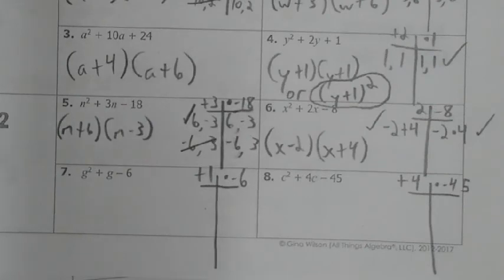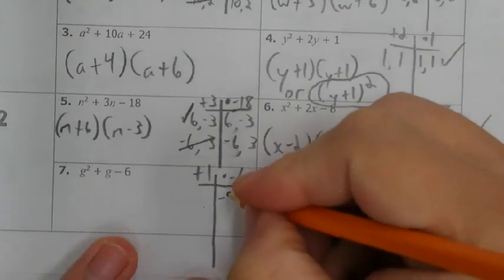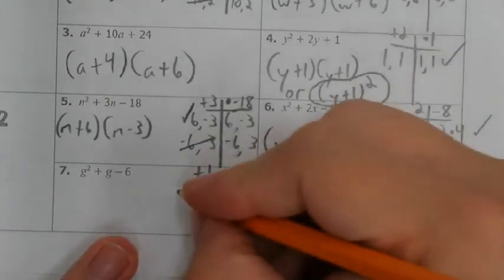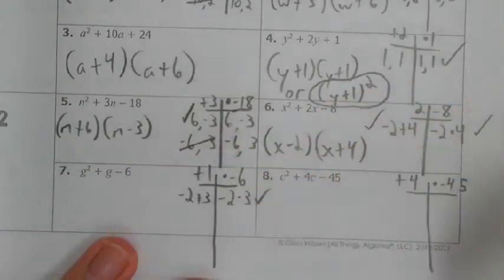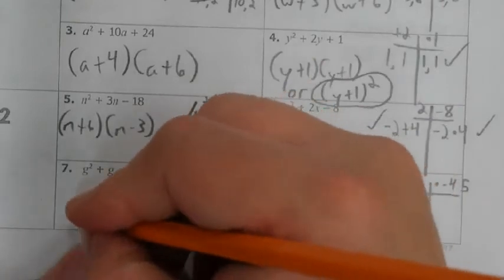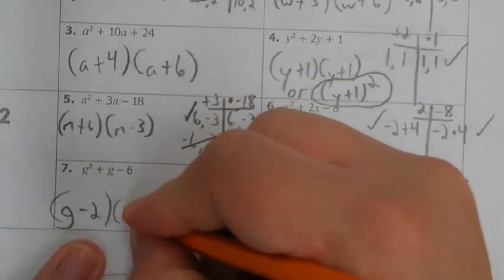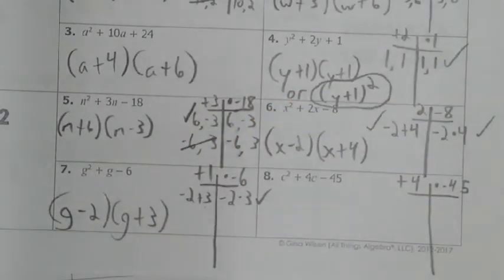All right, guys, tell me what you got. Anybody want to give a shot on number 7? Negative 2 plus 3, and then negative 2 times 3. Good. Negative 2 times 3 is negative 6, and then negative 2 plus 3 is 1. So you should have gotten g minus 2 and g plus 3. Any questions on that? Make sense? Did everybody get that? Yeah.